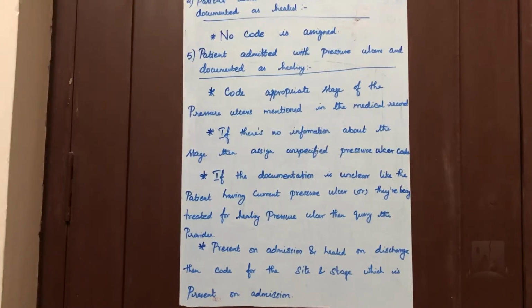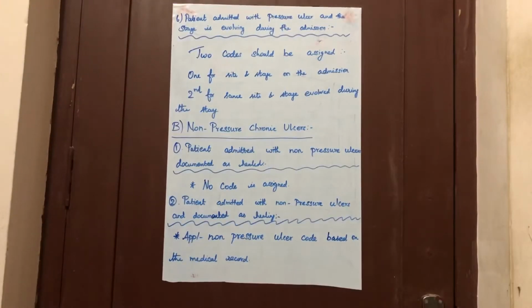The next one is patient admitted with a pressure ulcer and the stage evolves during the admission. If the patient is admitted with a pressure ulcer and the stage evolves during the stay, then how will we code? We have to give two codes. One is for site and stage on the admission and the second code is for the same site and stage evolved during the stay.